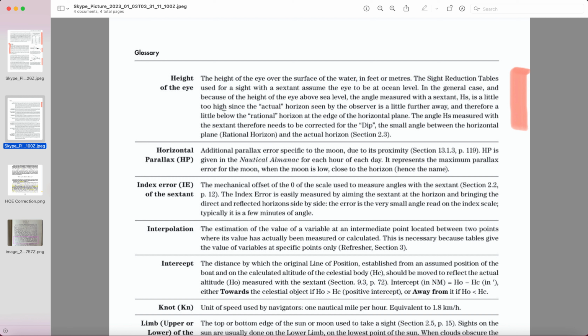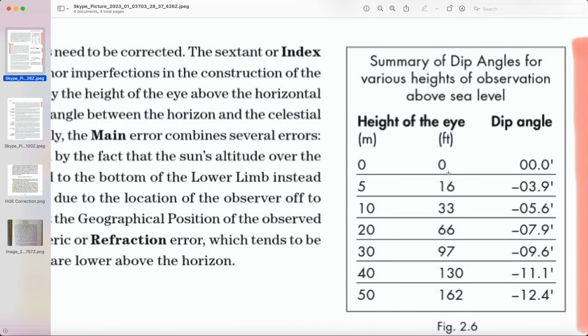How the height of eye has to come down to sea level, which is the water underneath the boat. And at sea level, once it's down at the water underneath the boat, there's no need for a dip correction because it's a horizontal. Sea level is horizontal.